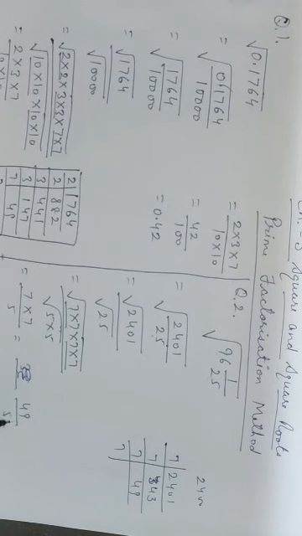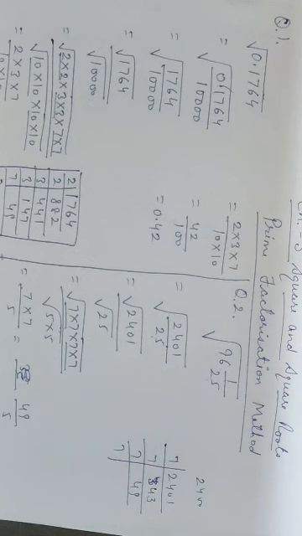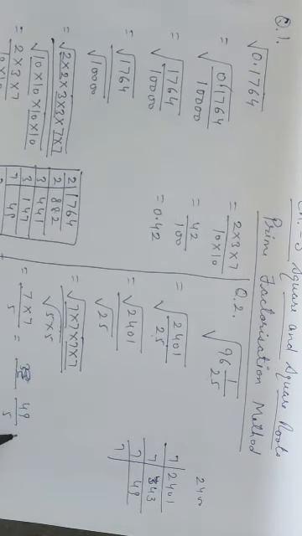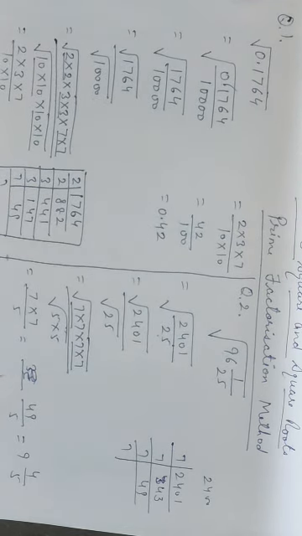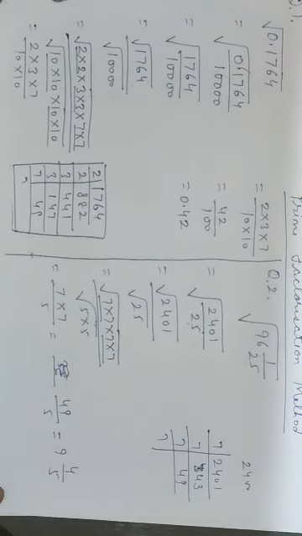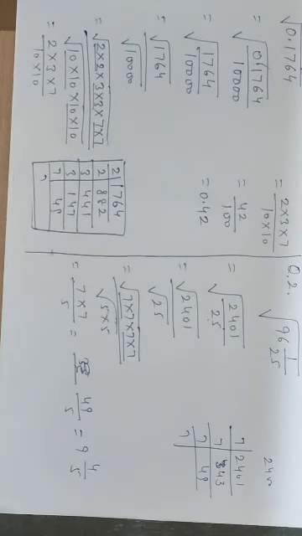49 by 5. Now because my question was in the form of mixed number, so I will try to write the answer in the form of mixed number. 9 and 4 by 5. So the square root of 96 and 1 by 25 is 9 and 4 by 5. So this is how we will find the square root of a mixed number.